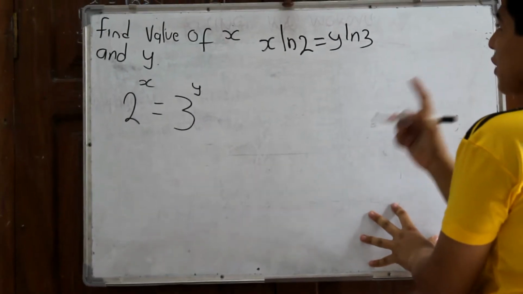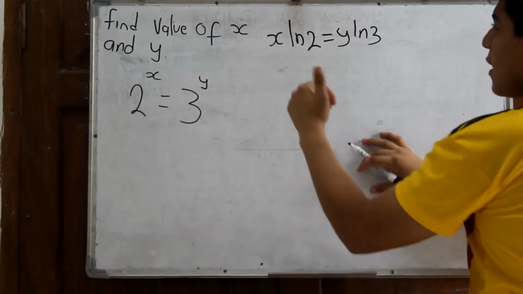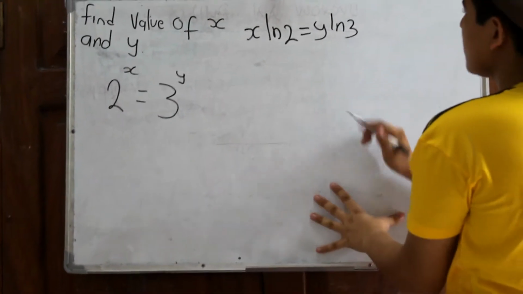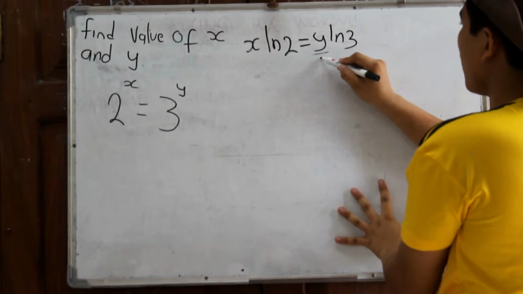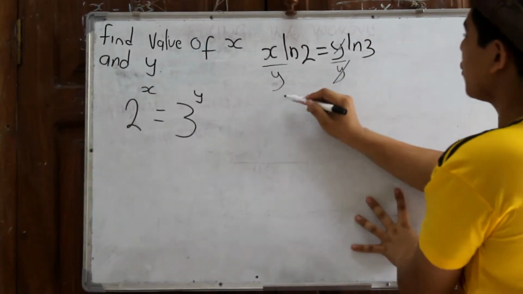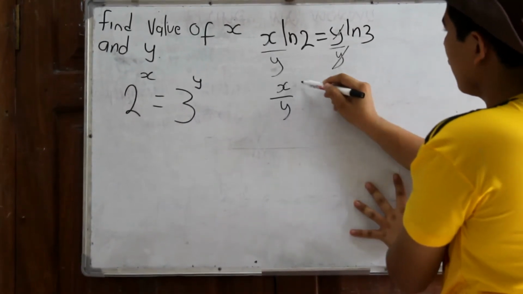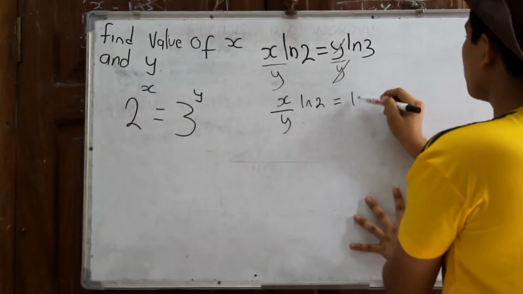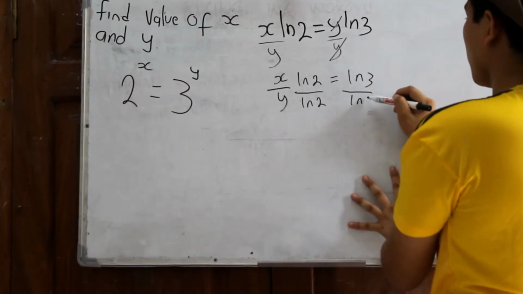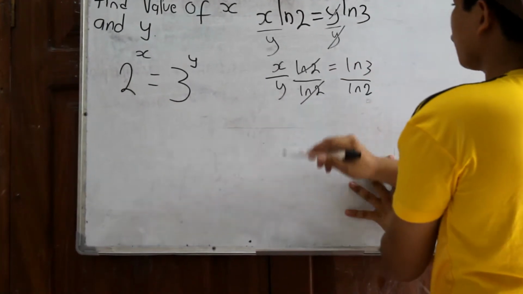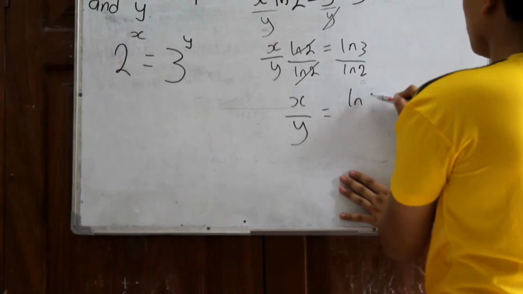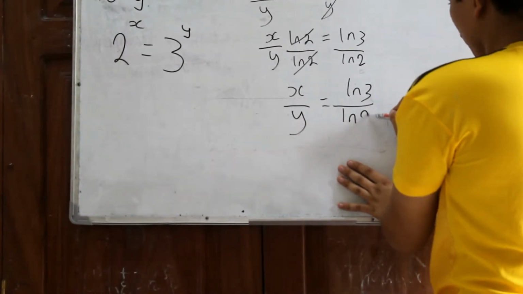Remember very well we're talking about ratios. So you must get a value that, let's say, x over y or y over x, something like that. So let's say x over y. So divide by y both sides. What will happen is that this y will cancel here. You remain with x over y ln of 2 is equal to ln of 3. Now divide both sides by ln of 2. So ln of 2 will die. You remain with x over y is equal to ln of 3 over ln of 2.